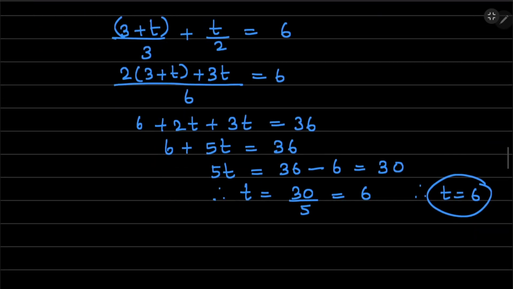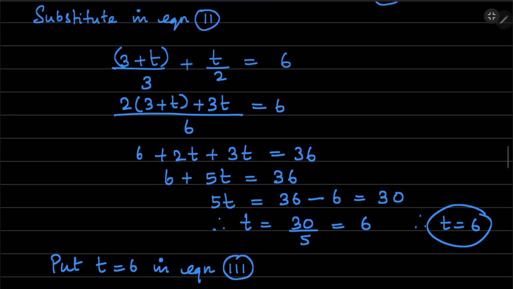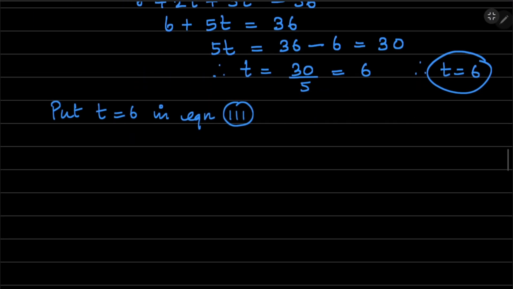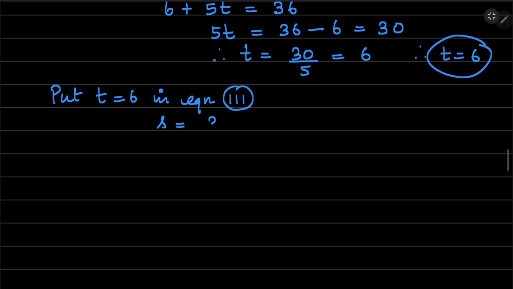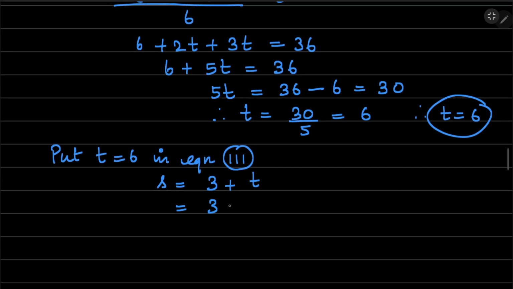Now, put t equal to 6 in equation 3. What is your equation 3? s is equal to 3 plus t. Here you can just put the value. So 3 plus, what is the value of t that we just got? 6. So what is 3 plus 6? It is 9. So therefore s is equal to 9. So this is the solution.